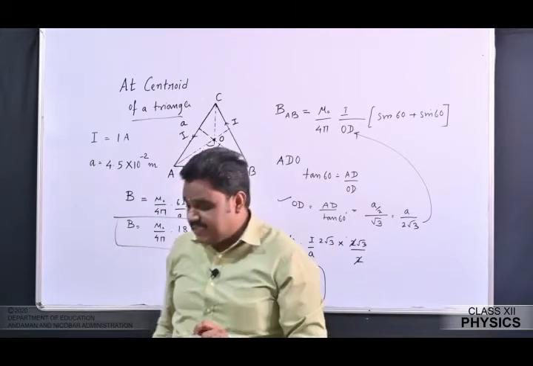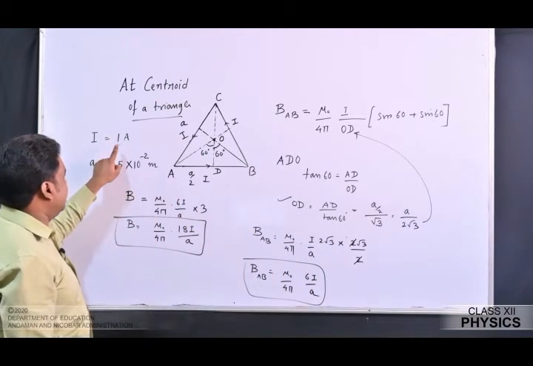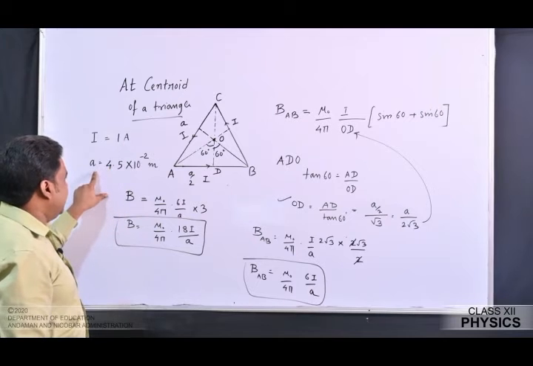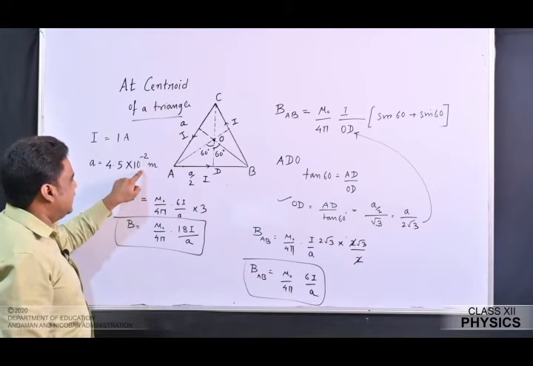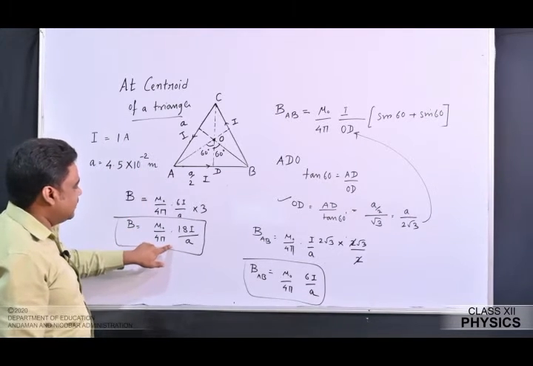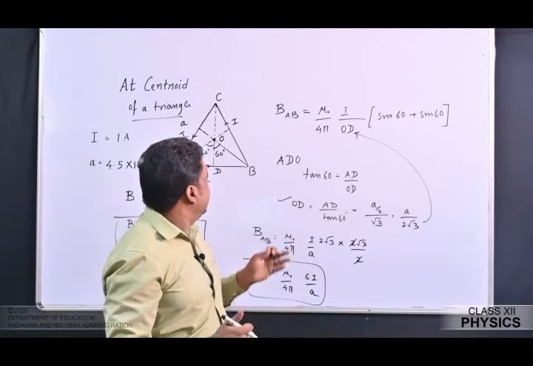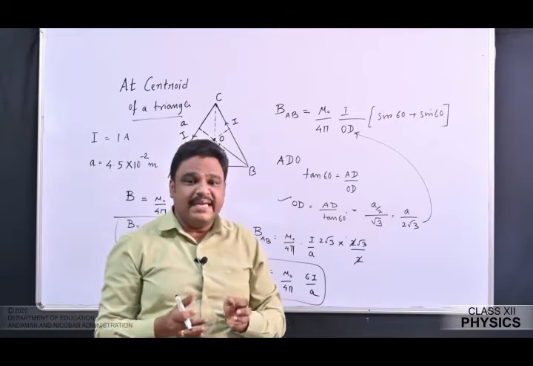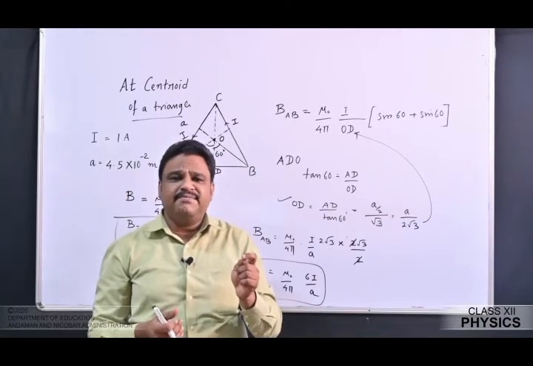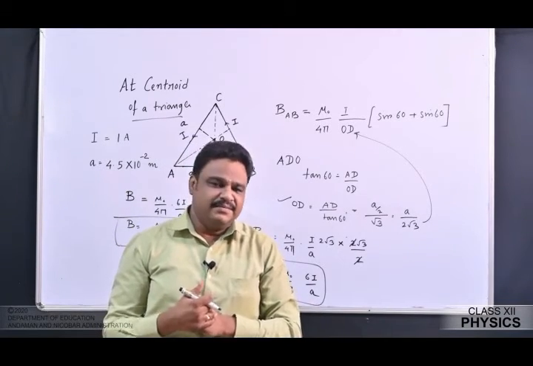So what does the question say? The current flowing in the triangle is 1 ampere. What about the value of A? Side is 4.5 into 10 power minus 2. I can put it back to get the final value. But before this, I'm going to recap the entire derivation. Our aim is to find the magnetic field at the centroid of the triangle.